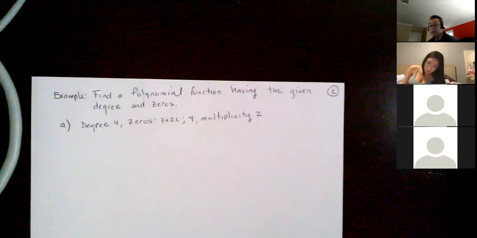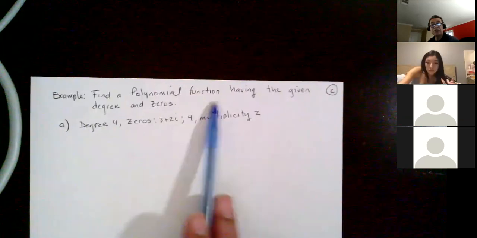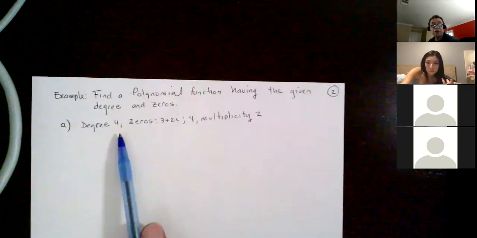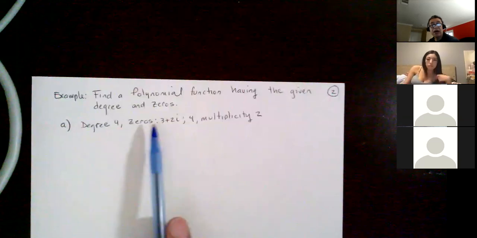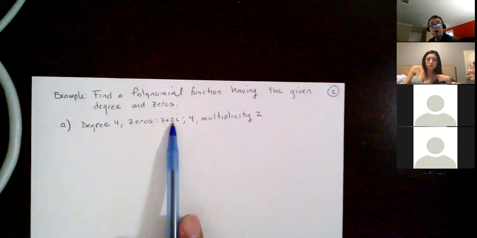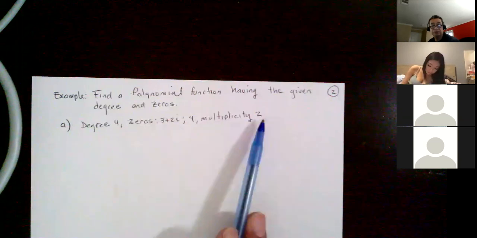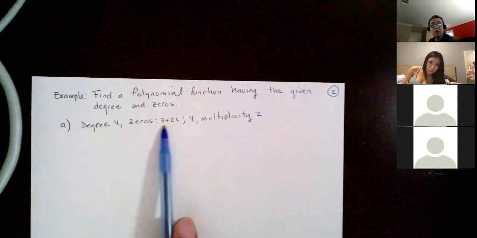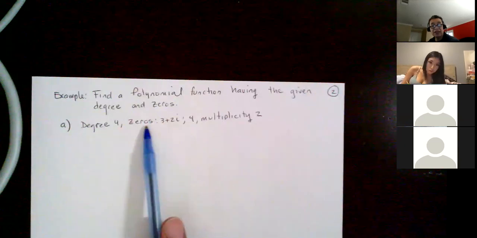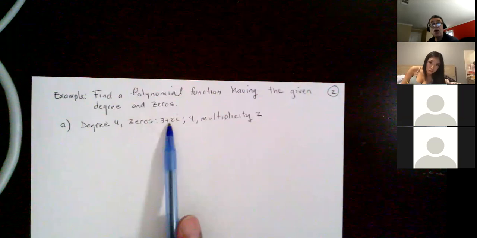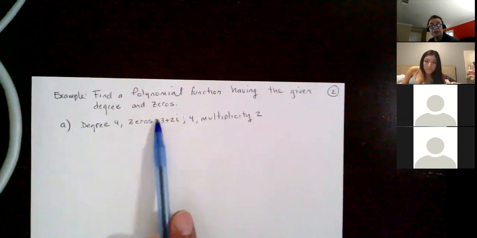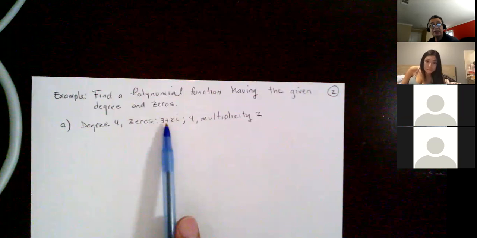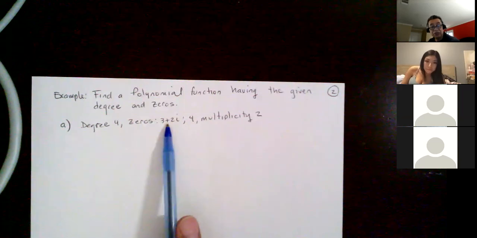It says, find a polynomial function having the given degree and zeros. Notice, the degree is going to be 4, and the zeros are going to be 3 plus 2i, and 4 with multiplicity 2. If 3 plus 2i is one of the zeros that this polynomial has, it also has the conjugate of this complex number, 3 minus 2i.